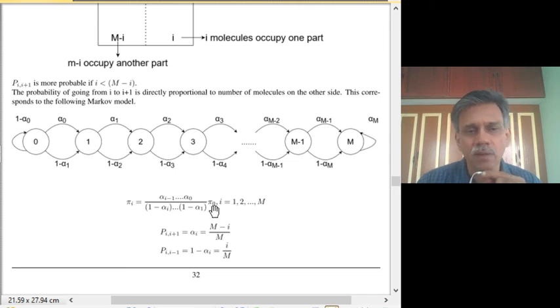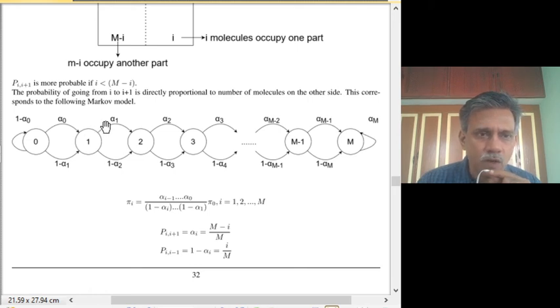Okay, times pi naught. So if you are in pi I here, assume that this is pi I. So what you have to do is, you have to multiply from here, you have to go here. For that, what are you doing? You are multiplying all these probabilities, and these are the ones which work against being here. That is why they are put in the denominator.